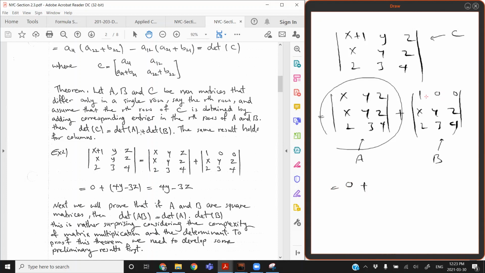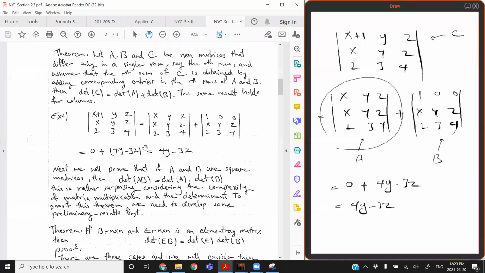And the second one, I can easily do a cofactor expansion along the first row. It's going to be 1 times the corresponding cofactor. So that's 4y minus 3z. So the answer is 4y minus 3z. Make sense? Any questions? Okay.